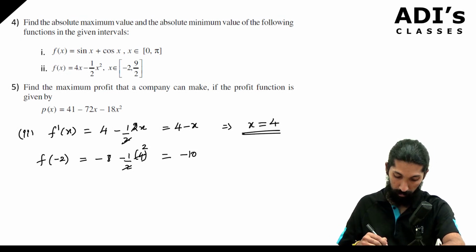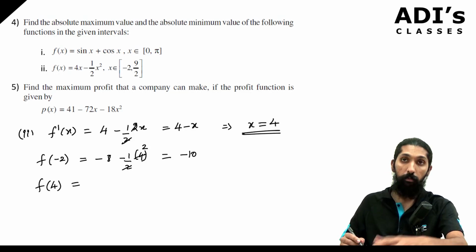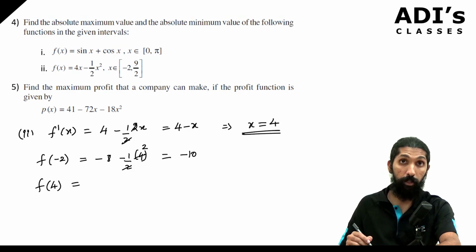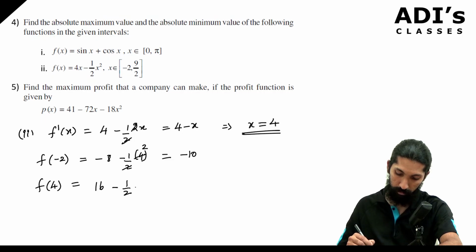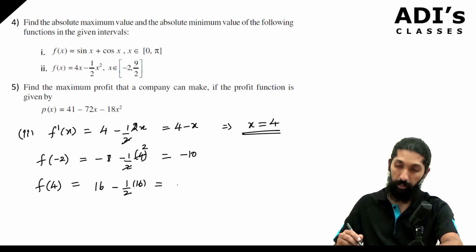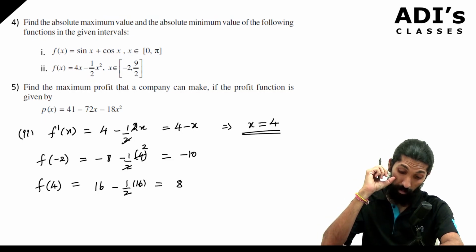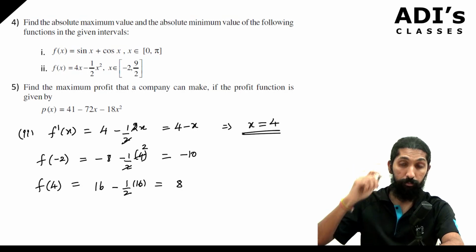Right? Now the next one is f of 4, because x value is 4, the point of inflection. 4 into 4, 16. Minus half of 4 square, which is 16. 16 minus 8 is 8. Correct. Now we'll do the same thing for 9 by 2.